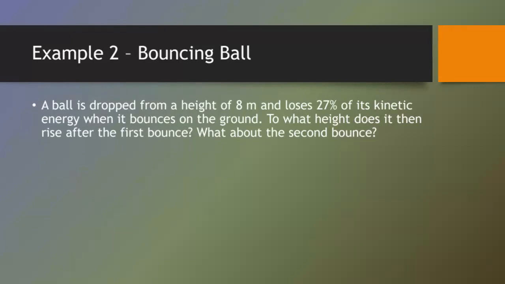A ball is dropped from a height of 8 meters and loses 27% of its kinetic energy when it bounces on the ground. To what height does it then rise after the first bounce? And what about the second bounce?